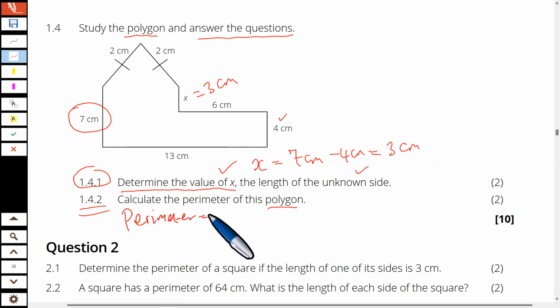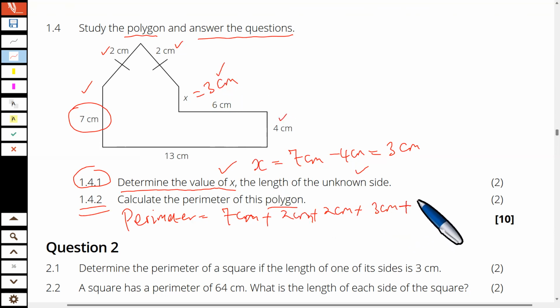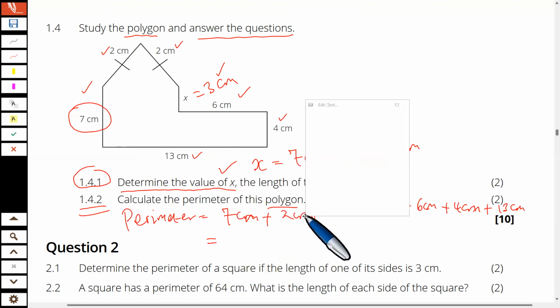We can just do that one together. Right, so the perimeter would therefore be 7 centimeters plus 7, then 2 centimeters, plus another 2 centimeters, plus 3 centimeters, plus 6 centimeters, plus 4 centimeters, plus 13 centimeters. Right, so you take all these and you add them up.